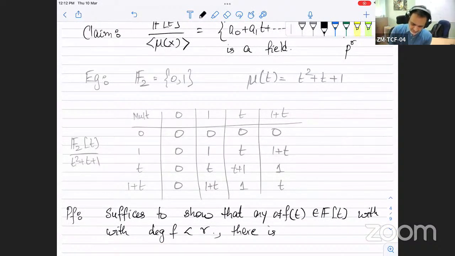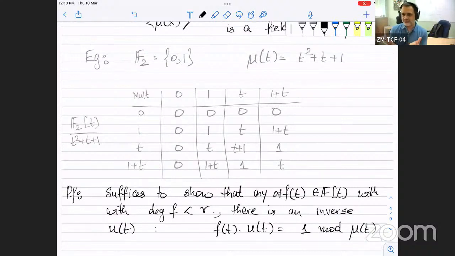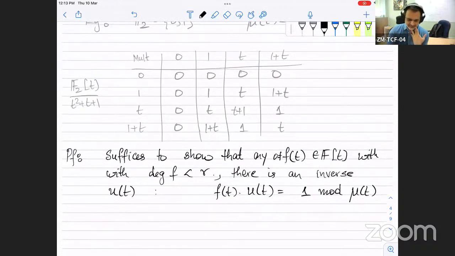There is an inverse u of t. What does this mean? It means that f of t times u of t is equal to 1 mod mu of t, because that's what products we were doing: we take two polynomials, multiply them, and go modulo mu of t. I want to find a u of t such that this product becomes equal to 1. The fact that I wrote it as u of t should hopefully be indicative of something.